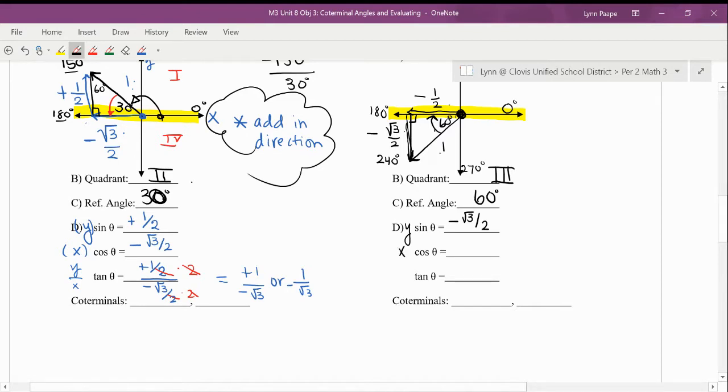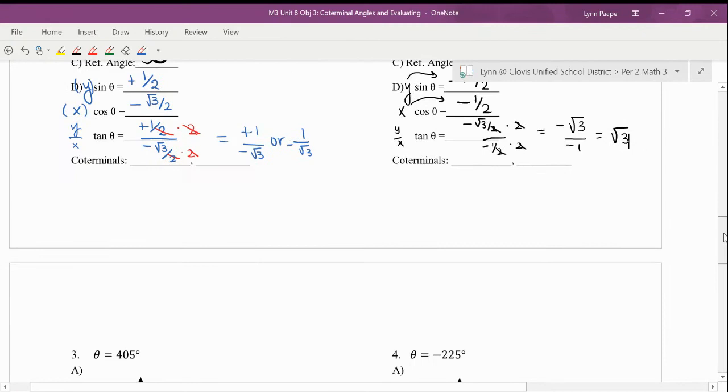Cosine is my x value. This is the x-axis, side to side, so my x would be negative 1/2, or adjacent over hypotenuse, negative 1/2. And then tangent is the y over the x value. So my y value was negative root 3 over 2, and then my x was negative 1/2. And then every single time, I'm going to multiply by 2 over 2. So the 2's will cancel. And so I'll have negative root 3 divided by negative 1, which is just the same as positive root 3. Okay, so hopefully we're getting that a little bit.